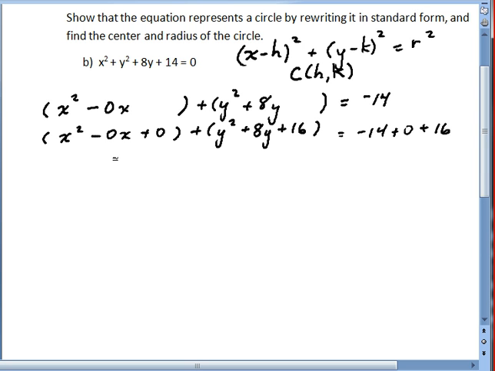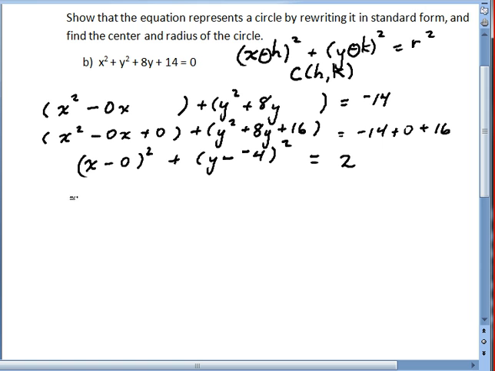So when we write each of the trinomials as perfect squares, we're going to get x minus 0 squared plus y, and it's actually plus 4, but I'm going to write it as negative 4 subtracted from y. So y minus negative 4 squared is the same as y plus 4 squared, and that is going to equal 2. I did that because of the minuses in the standard form for the equation of a circle.